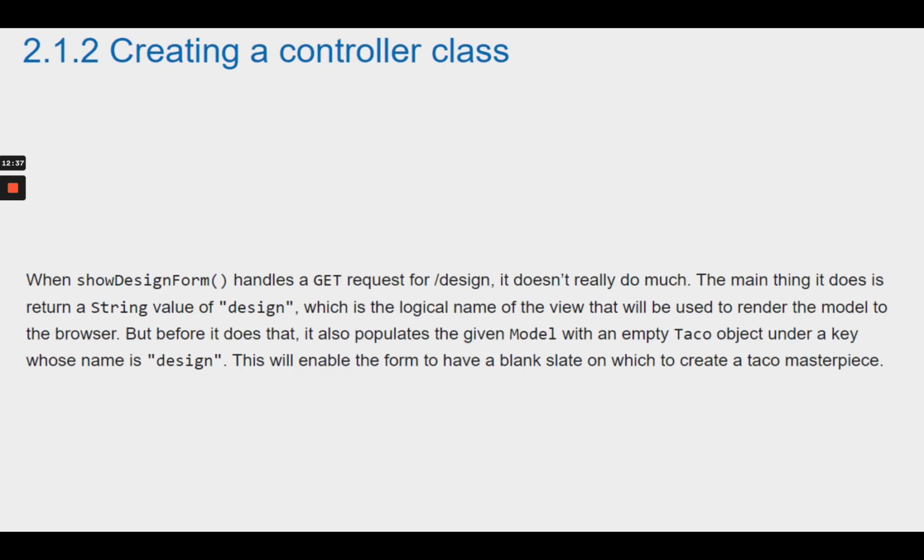When showDesignForm() handles a GET request for /design, it doesn't really do much. The main thing it does is return a String value of "design", which is the logical name of the view that will be used to render the model to the browser. But before it does that, it also populates the given Model with an empty Taco object under a key whose name is "design". This will enable the form to have a blank slate on which to create a taco masterpiece.